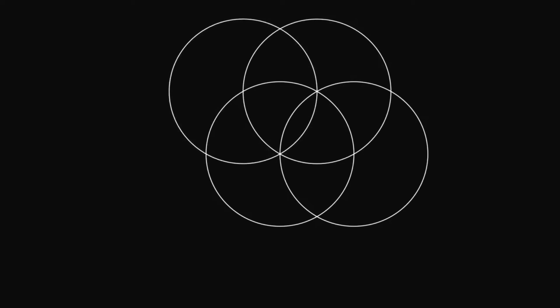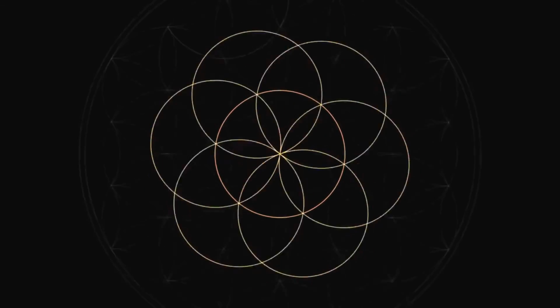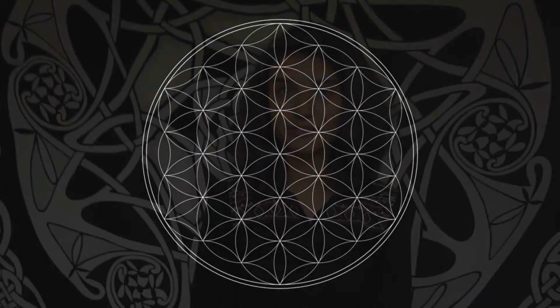Then the 3rd sphere is created, again with the same radius, and its center is at the crossing point of the first 2 spheres. The geometry that we get now is the Holy Trinity. This process continues, and when it reaches 7 spheres, we get the seed of life, and when it continues to 19 spheres, we get the flower of life.